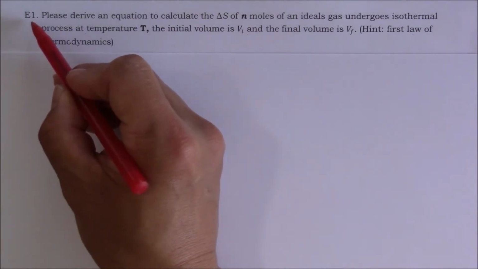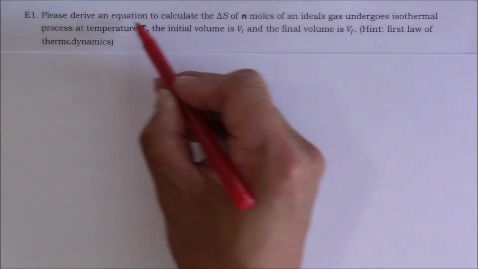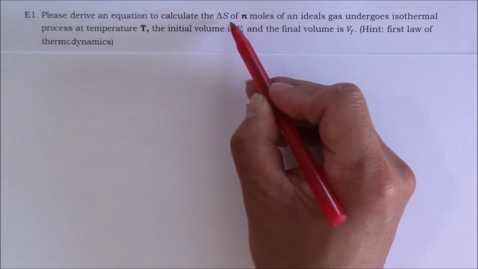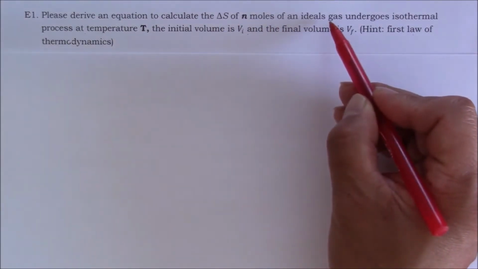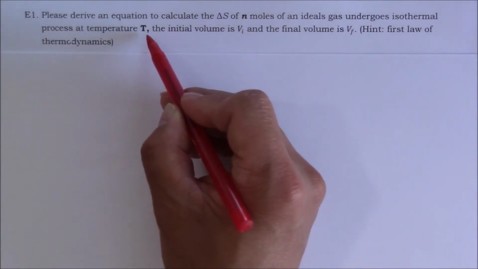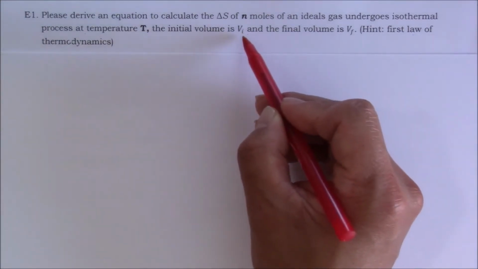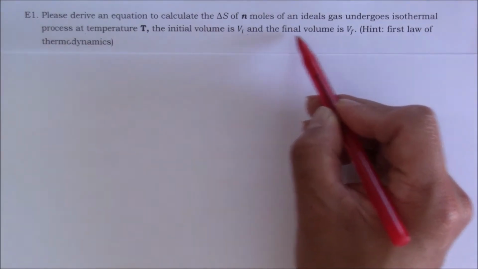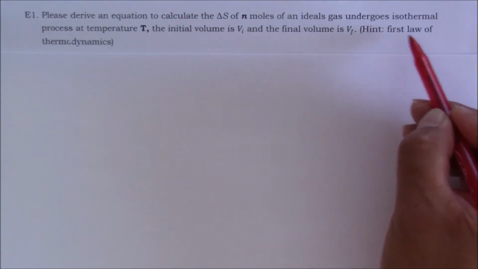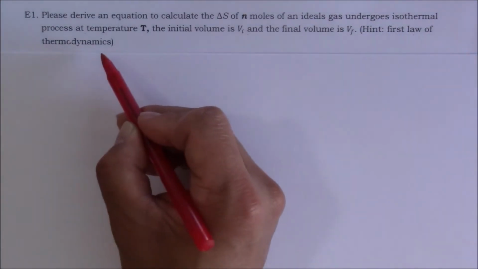Example 1. Please derive an equation to calculate the entropy change of n moles of an ideal gas that undergoes an isothermal process at temperature T. The initial volume is Vi and the final volume is Vf. Hint: first law of thermodynamics.